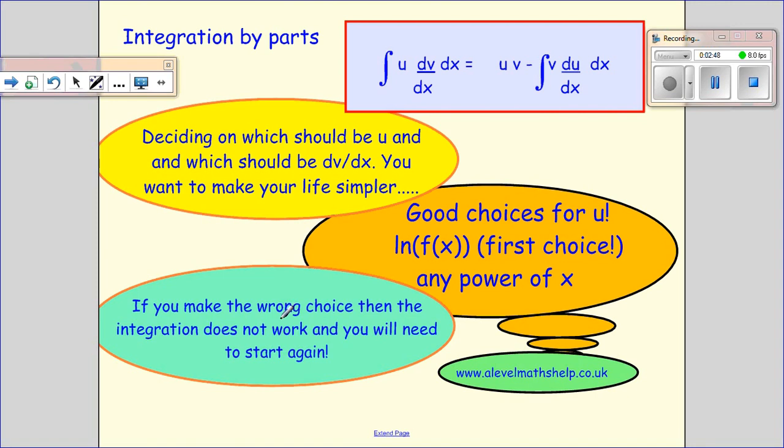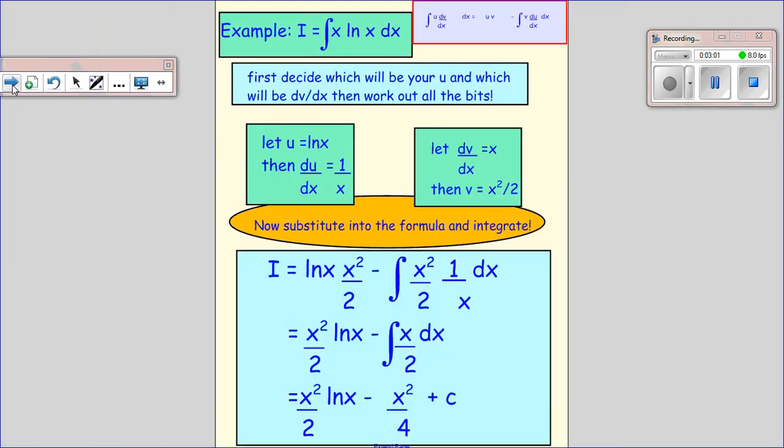Okay, now if you make the wrong choice, and you won't be the first person to make the wrong choice, your integration doesn't work. You don't get something which is easier for you to solve, and so therefore you need to start again. Don't worry about it, you won't be the first person.